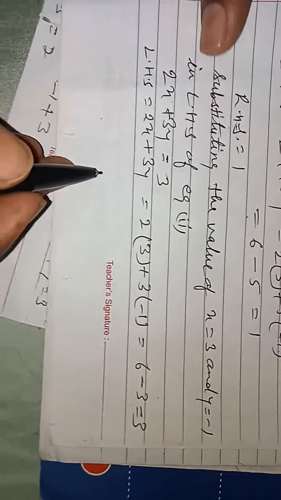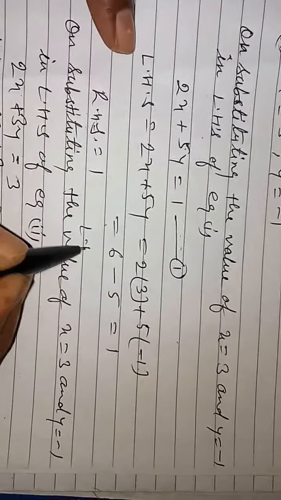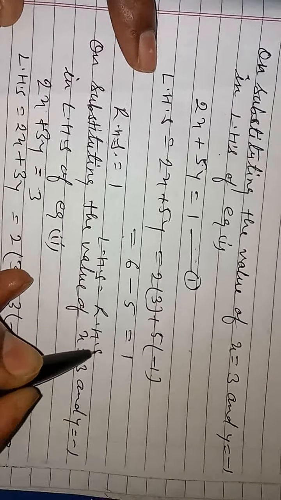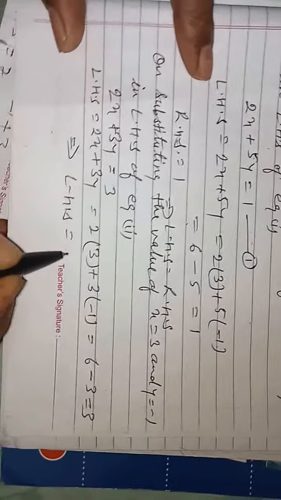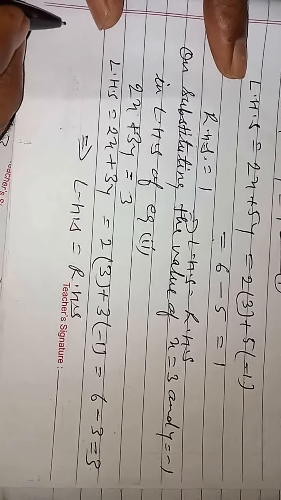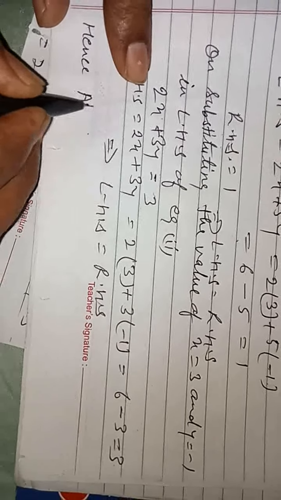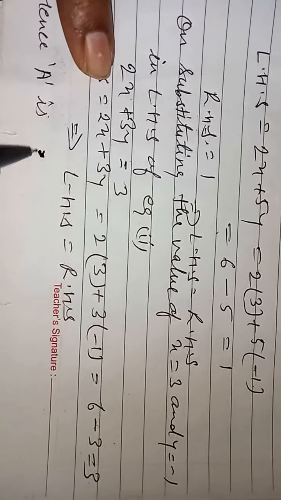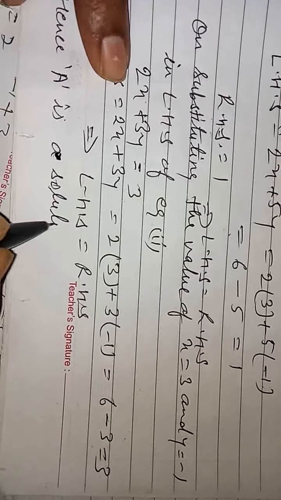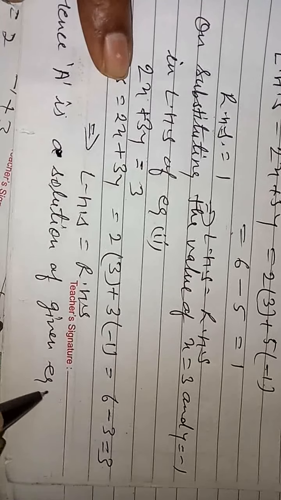So you will see that A satisfied both equation. Here LHS equal to RHS, and here also LHS equal to RHS. So hence A is a solution. A is a solution of given equation.